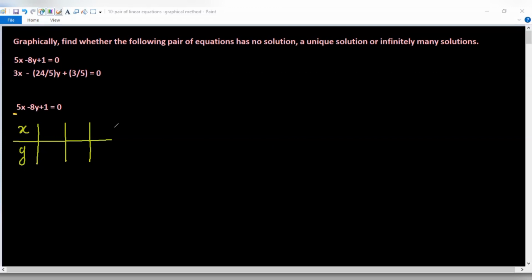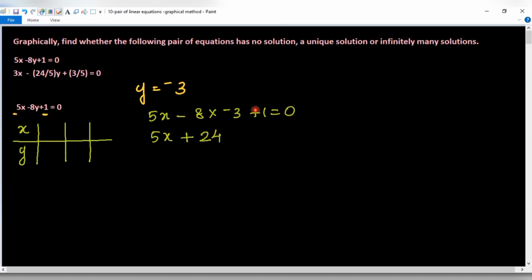Okay, here we have 5 and here we have 1. So if we give y equal to minus 3, what happens? Y equal to minus 3 is a good option. Okay, let us try that. What happens when y equal to minus 3? Okay, 5x minus 8 into minus 3 plus 1 equal to 0.